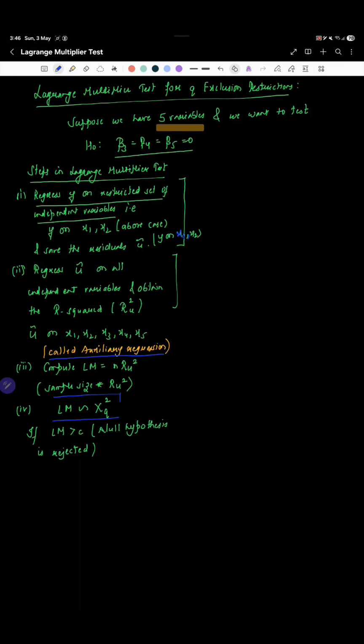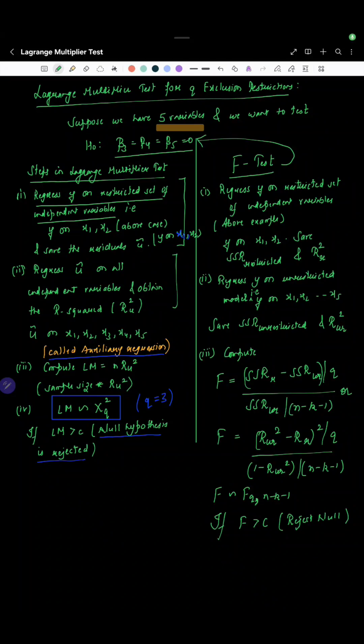is chi-square distributed with small q degrees of freedom. Small q is the number of restrictions. In the above case, small q is equal to 3. So you can finally test whether this is statistically significant or not by checking the table or calculating the p-value. If LM is greater than c, then the null hypothesis is rejected. Otherwise, we fail to reject the null hypothesis. Thank you.